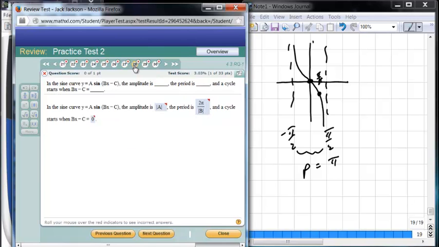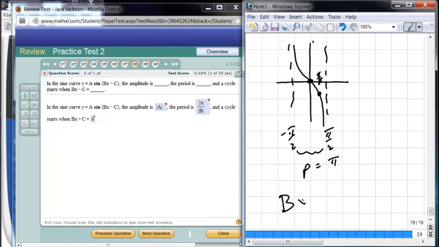28. In the sine curve y equals a times sine of bx minus c, the amplitude is the absolute value of a, the period is 2 pi divided by the absolute value of b, and a cycle starts whenever the thing inside is 0, whenever the bx minus c equals 0, which of course is when x equals c over b.